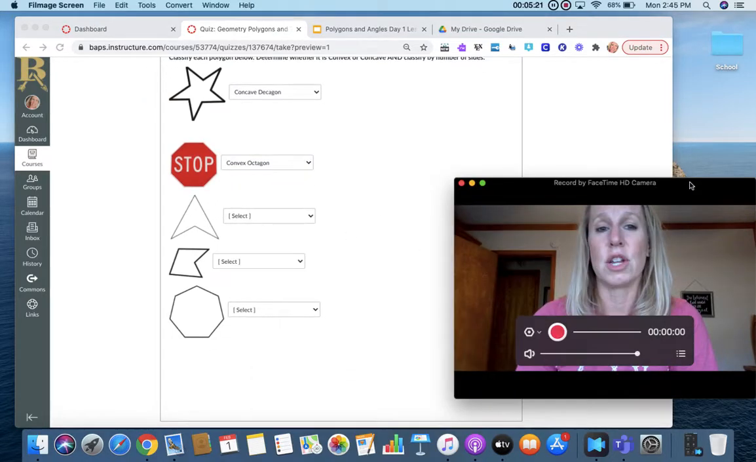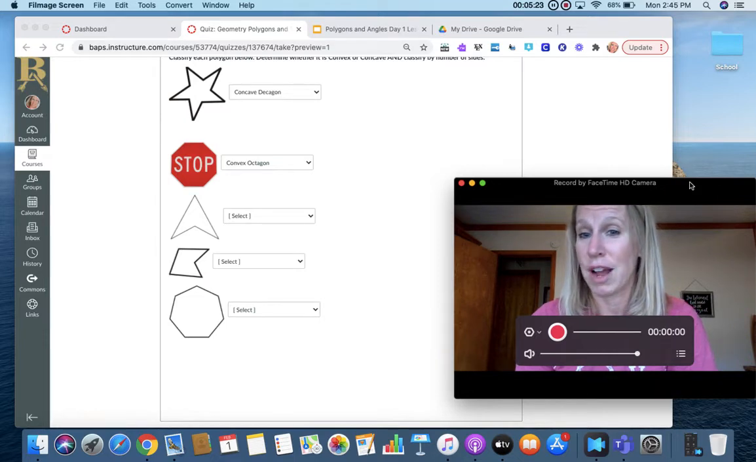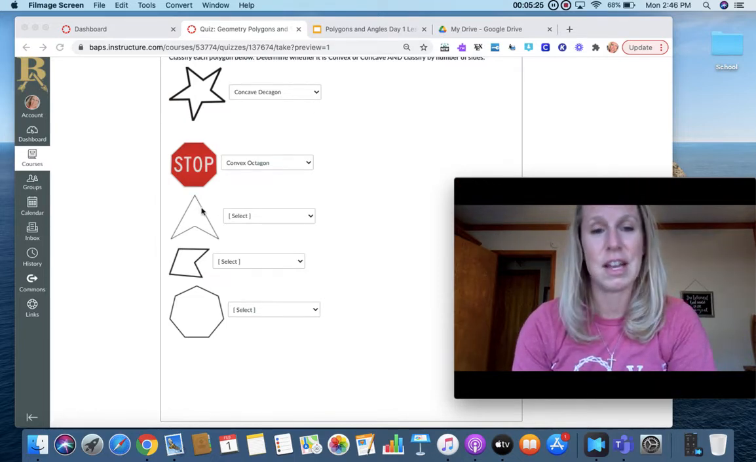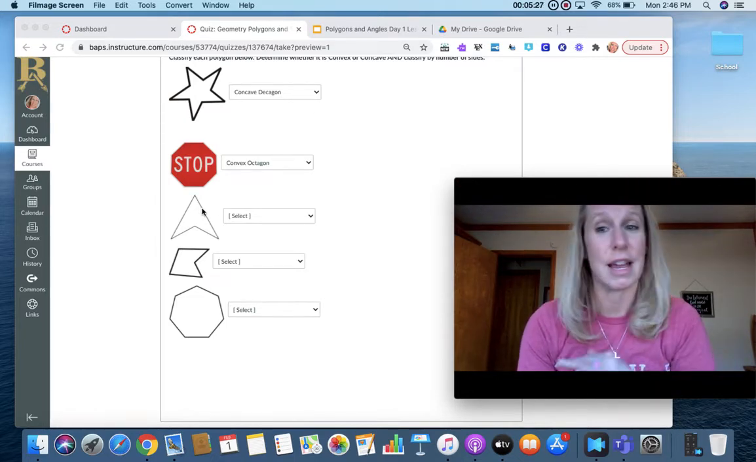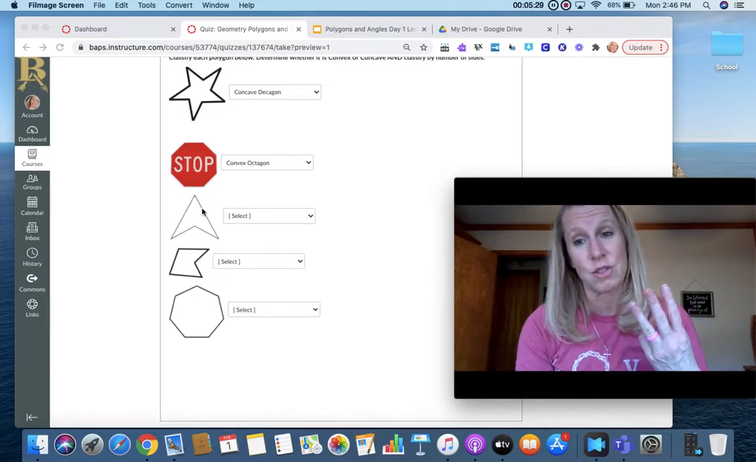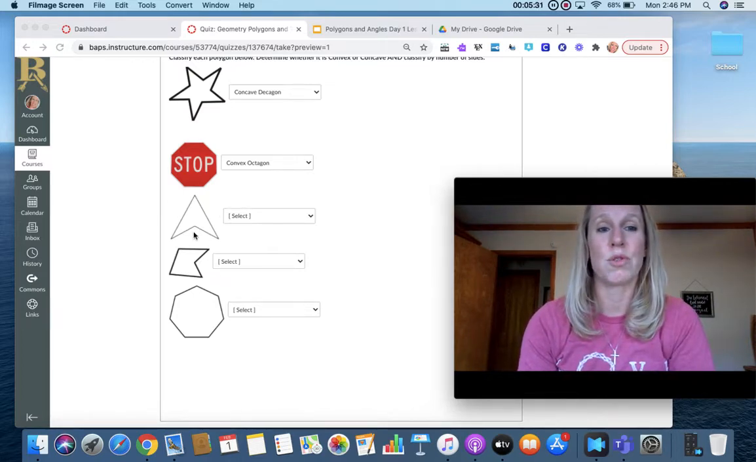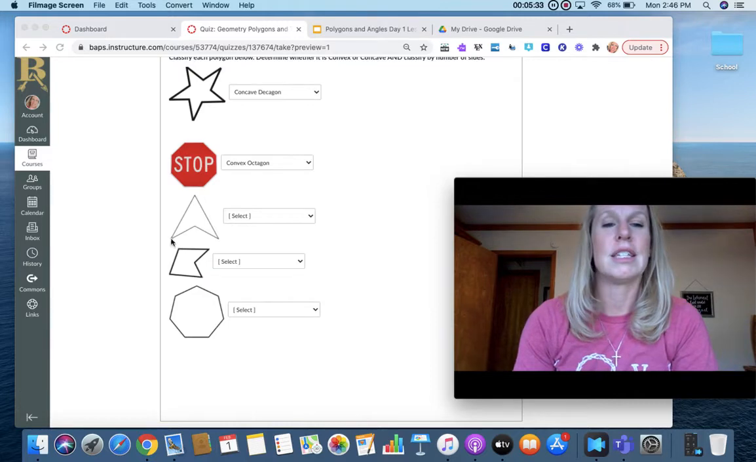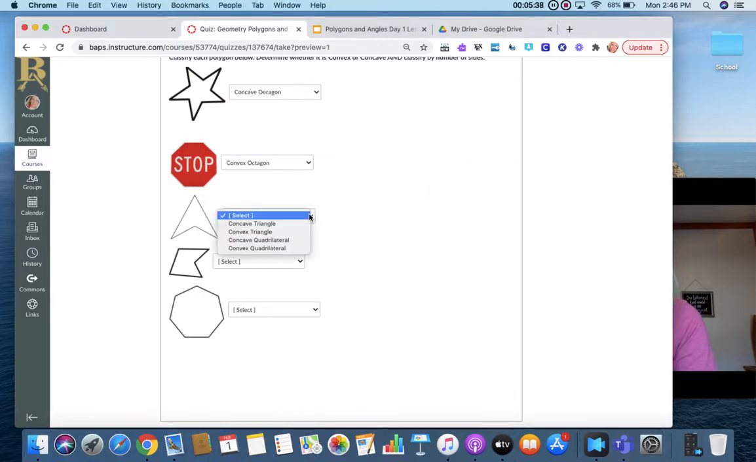Now, there is no such thing as a concave triangle. This is not a triangle. I've had a lot of people accidentally pick that. It's not a triangle. A triangle only has 3 sides. This has 1, 2, 3, 4 sides. So it does cave in, so it's a concave quadrilateral.